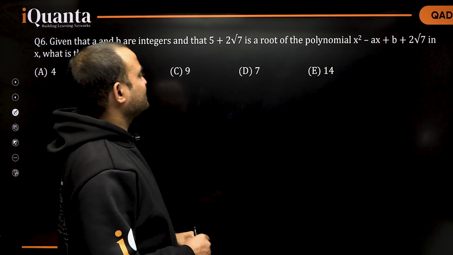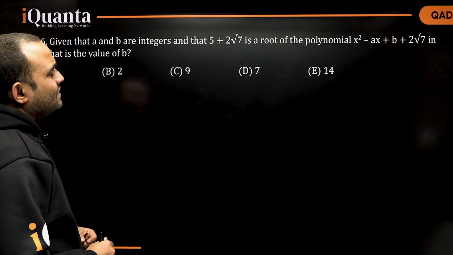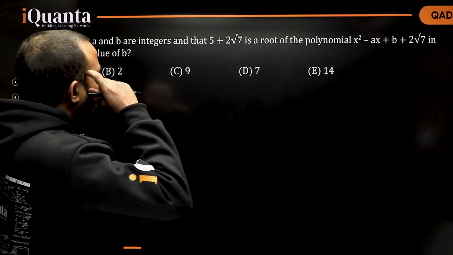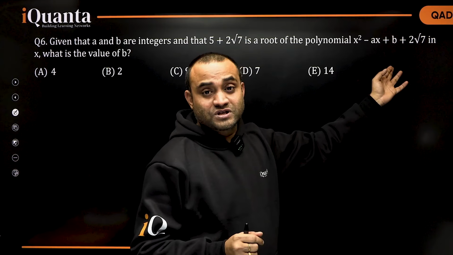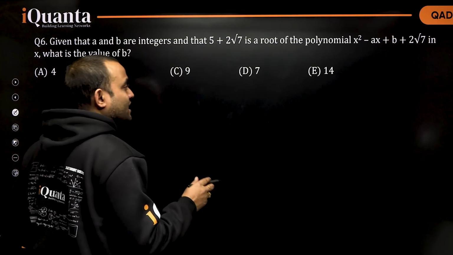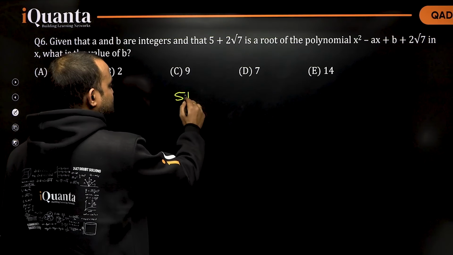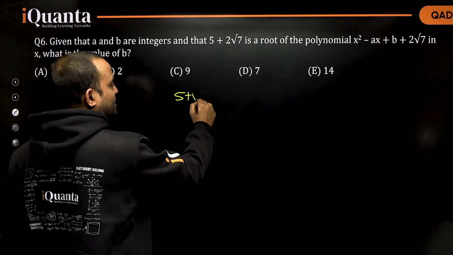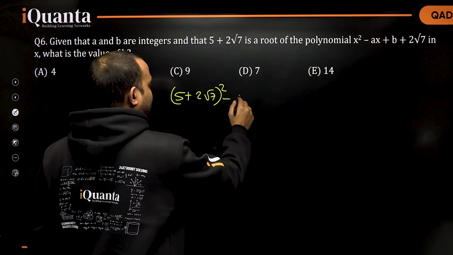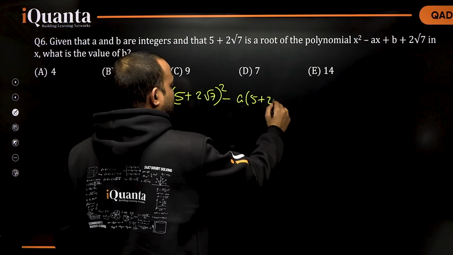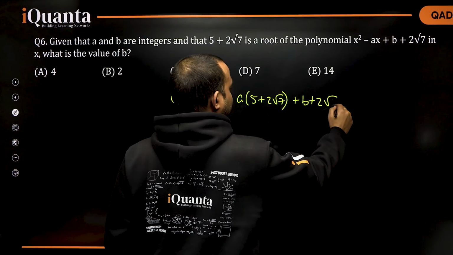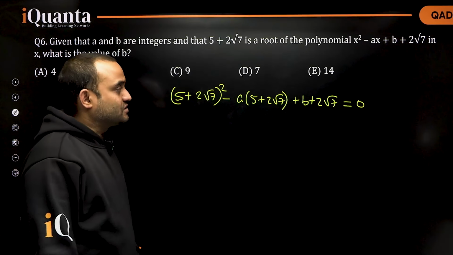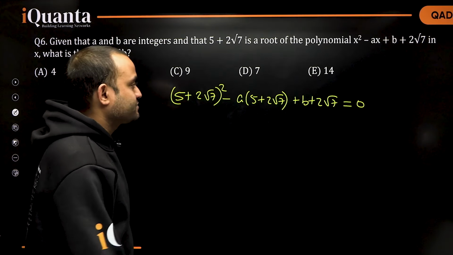But better than that, I think if 5 plus 2 root 7 is the root of this polynomial, if I put x is equal to 5 plus 2 root 7, this should become 0, right? And we should reach our result quickly. So 5 plus 2 root 7 whole square minus a into 5 plus 2 root 7 plus b plus 2 root 7, this should be equal to 0, because 5 plus 2 root 7 is a root of this expression.